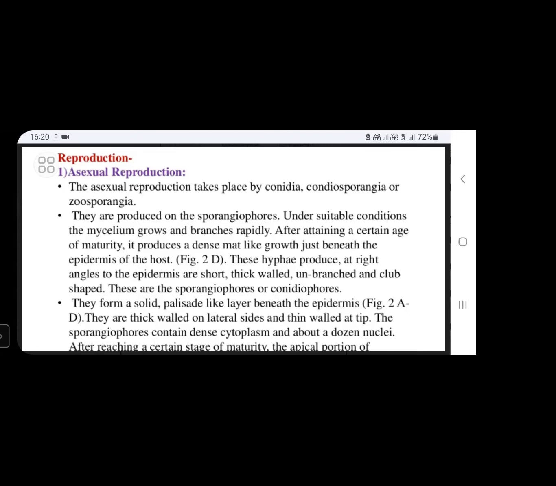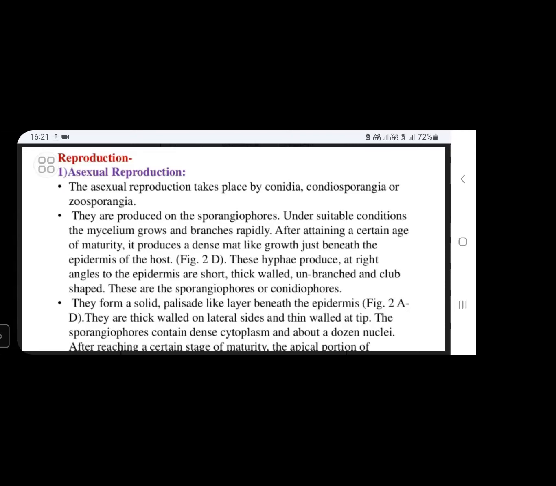Whenever this fungus reaches maturity, what will happen? Just below the epidermis of the leaves of the host plant, this fungal mycelium is produced abundantly and shows rapid growth. Then this fungal mycelium produces some knob-shaped or club-shaped unbranched structures. These club-shaped or unbranched knob-shaped structures are called conidiosporangia.